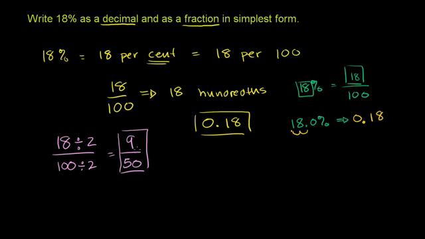Or you could immediately say that 18% as a fraction is 18 over 100. When you put it in simplified form, it's 9 over 50. But you should also see that 18 over 100, as we have seen, is the exact same thing as 18 hundredths, or 0.18. Hopefully, this made some connections for you and didn't confuse you.